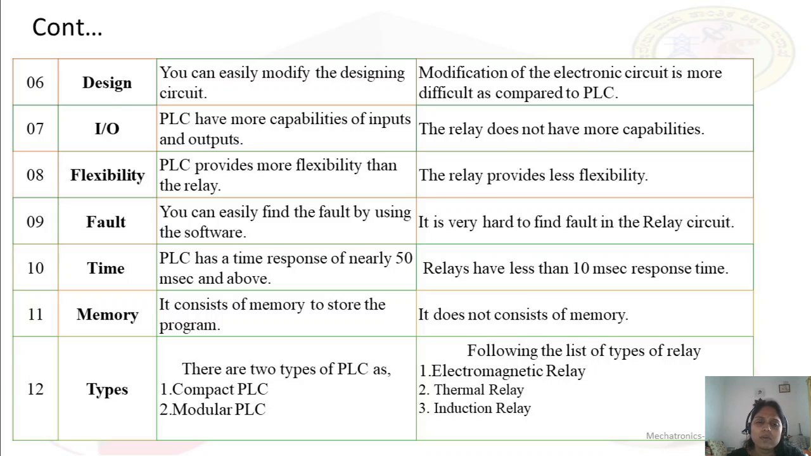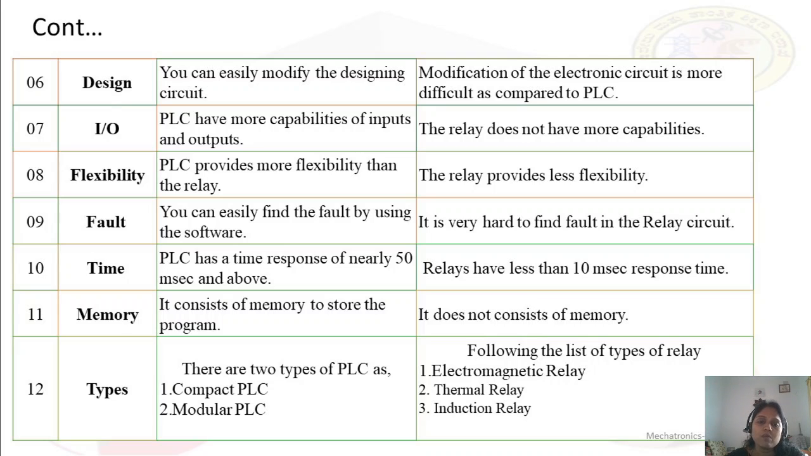Flexibility. PLC provides more flexibility than the relay. The relay provides less flexibility. Since we are using the programming language, the flexibility is good in case of PLC. Fault. You can easily find the fault by using the software. Since you are working in the software, if any error occurs, you can easily trace out the fault and rectify it in the software itself. But it is very hard to find a fault in the relay circuit. If any fault occurs, you need to check each and every connection in the relay circuit.